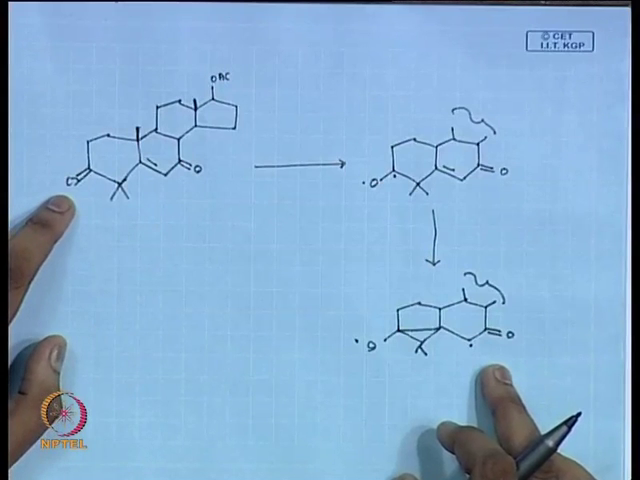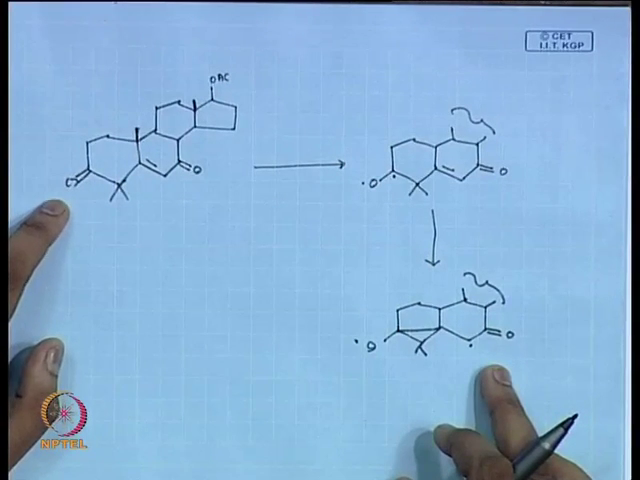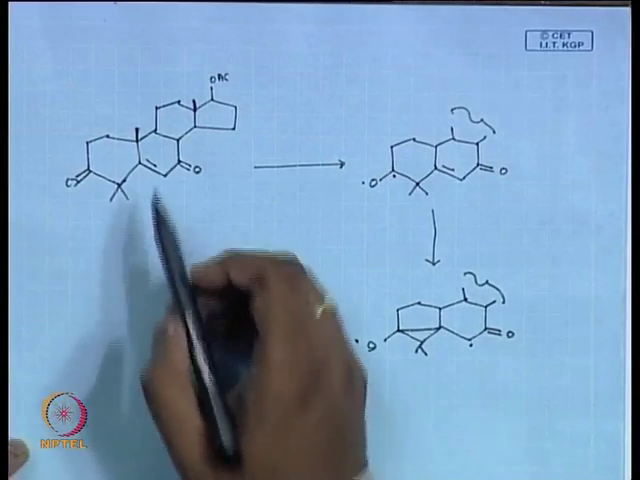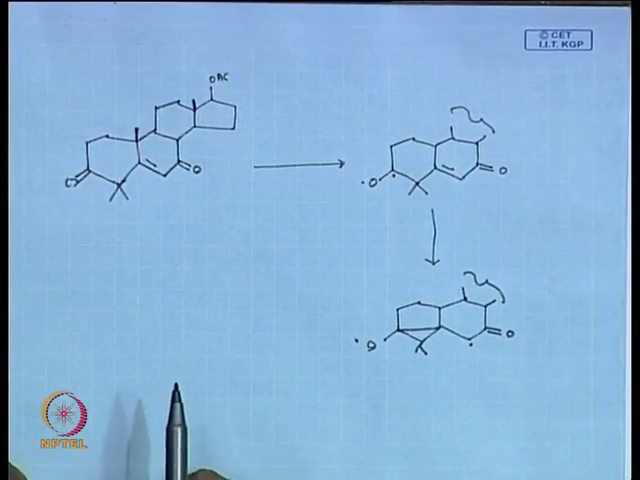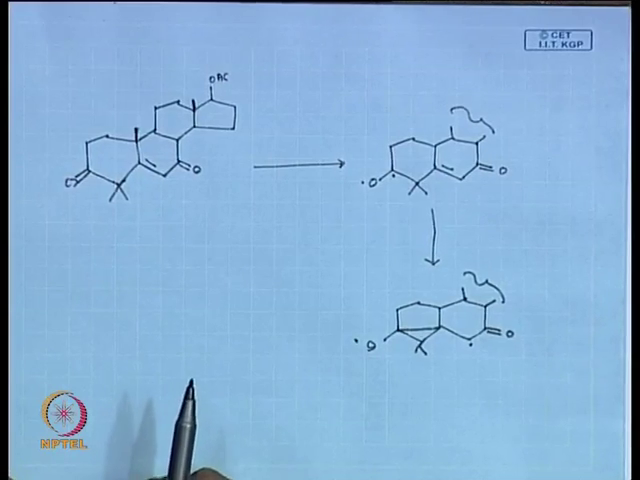No. See, alpha beta enone has different lambda max and ketone has different lambda max, because these are more conjugated ketones. So you can selectively excite your ketones. There are many filters you can use.